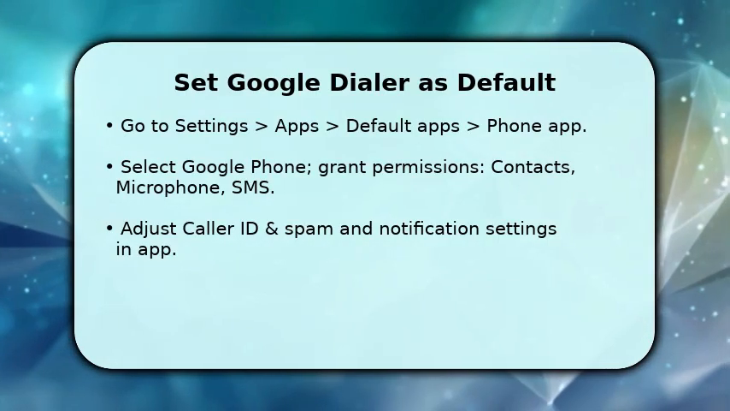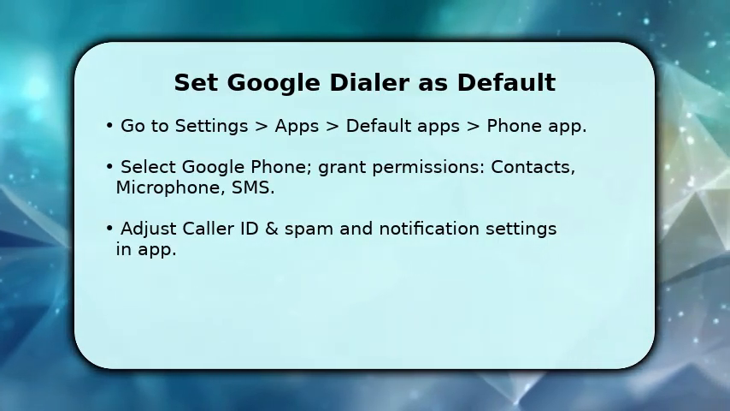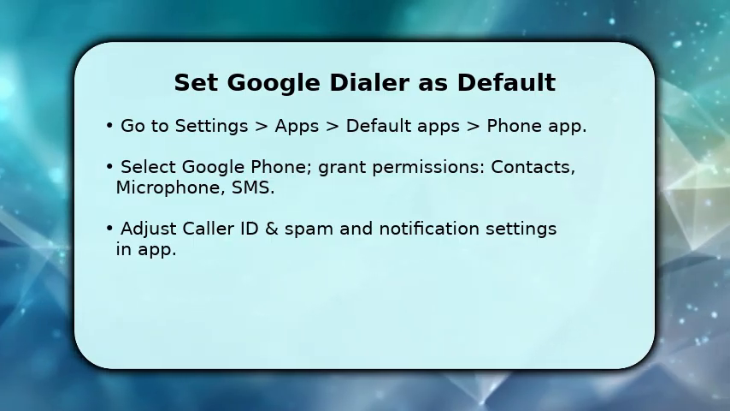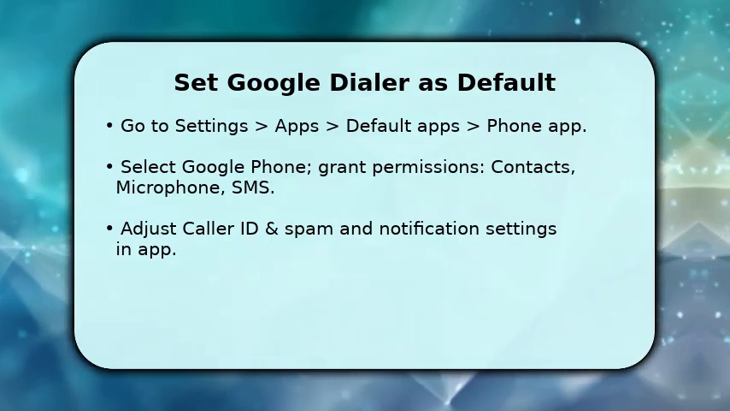Now you change the default. Open Default Apps, choose Phone app, and pick Google Phone to route calls there. This swaps dialer and call handling immediately.